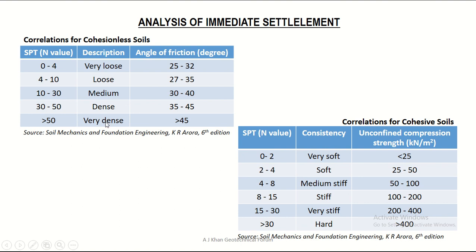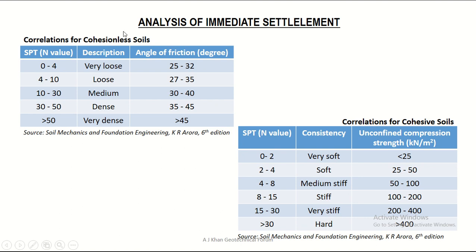We definitely know that if the SPT value ranges from 0 to 4, the soil may be described as very loose soil for cohesionless soil. For 4 to 10, it is loose. For 10 to 30, and so on and so forth. So very loose, loose, medium, dense, and very dense. Similarly, for the cohesive soils, we have the consistency description, which is very soft, soft, medium, stiff, very stiff, and hard.